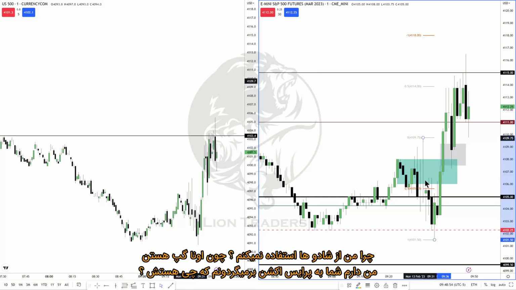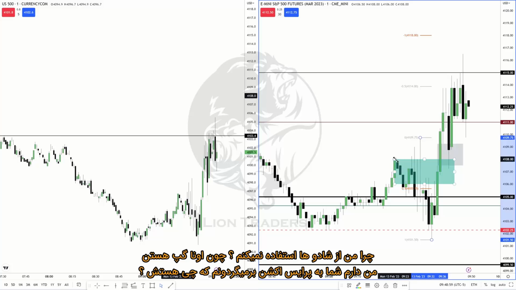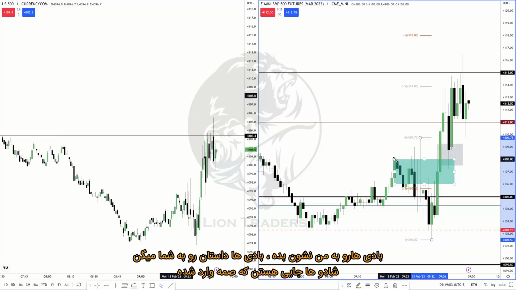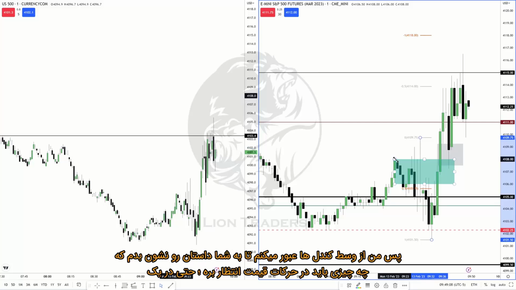Why am I not using the wicks? Because they're gaps. I'm taking you right back into the price action. That is what? Showing me the bodies. The bodies tell you the story. The wicks is where the damage is done. So I'm cutting through candles to take you to the narrative of what should be expected in price action.